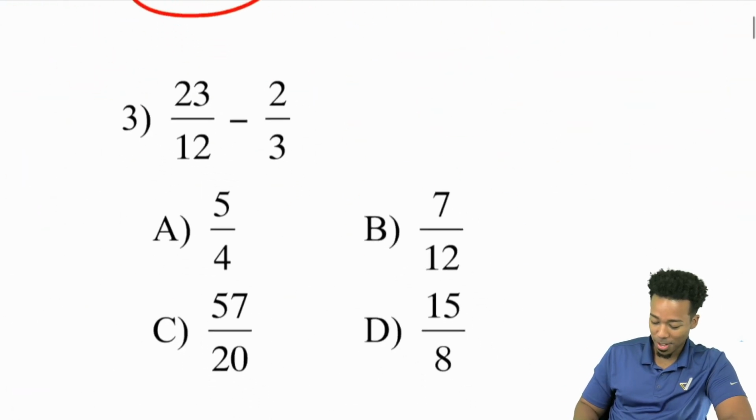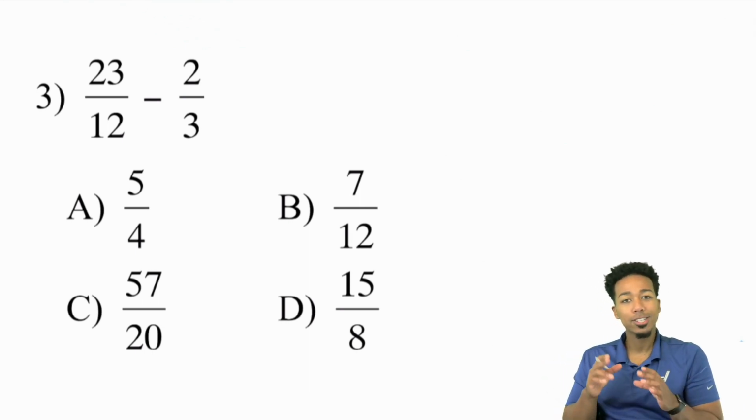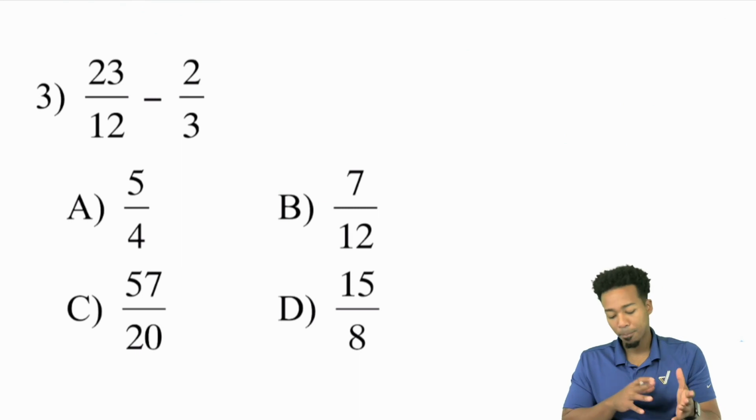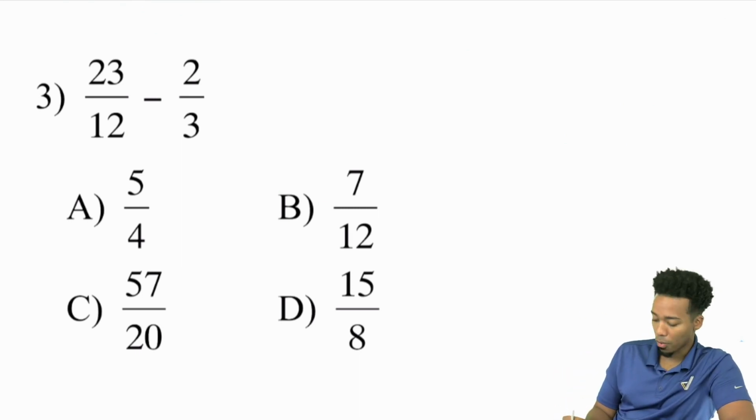Now let's go ahead and go to number 3. And remember, we have easy, medium, and hard here. We're going to go ahead and go through all 3. So let's pay attention to these simpler ones. That way we can translate it to the harder ones. So 23 over 12 minus 2 over 3.